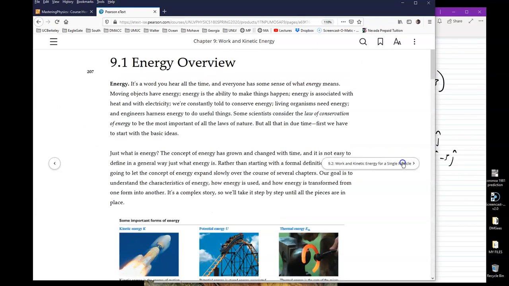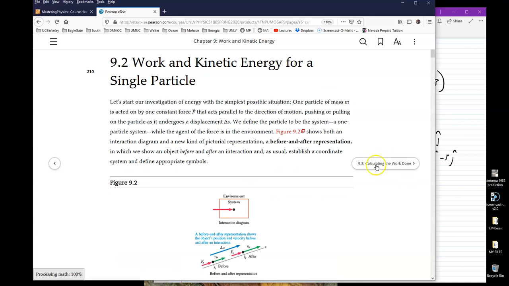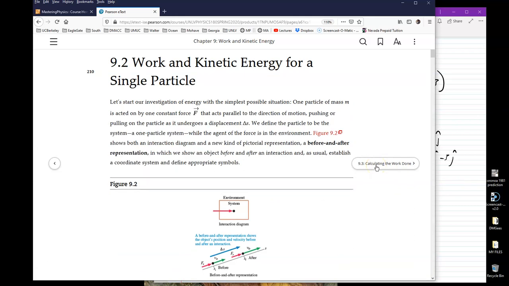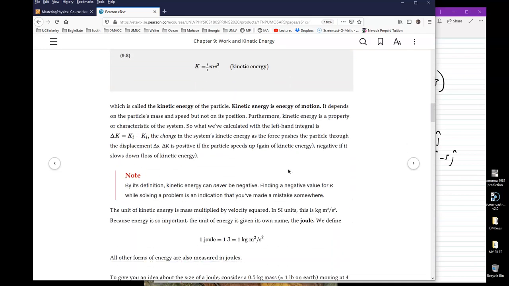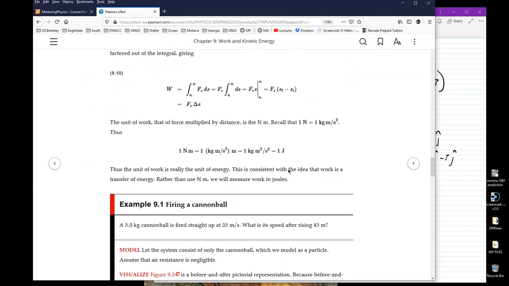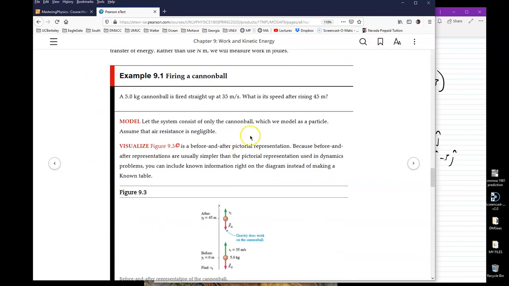It is on page 211. Gotta be here somewhere. Work, it should be right there. There we go, right here. Okay, it says, look at this. It says firing a cannonball. A 5-kilogram cannonball is fired straight up at 35 meters per second. What's the speed after rising 45 meters?